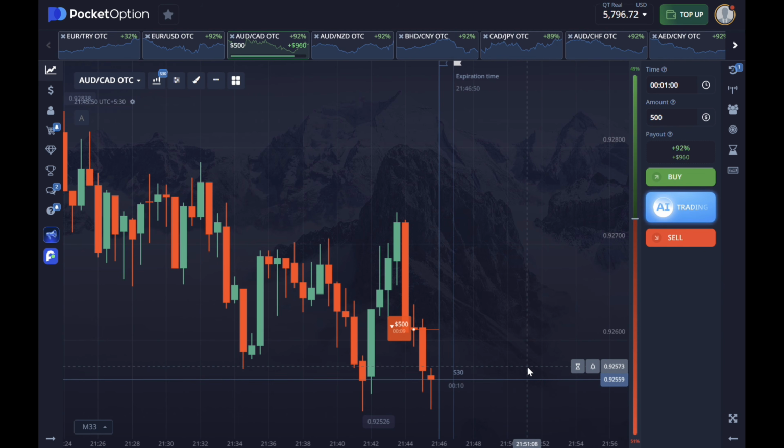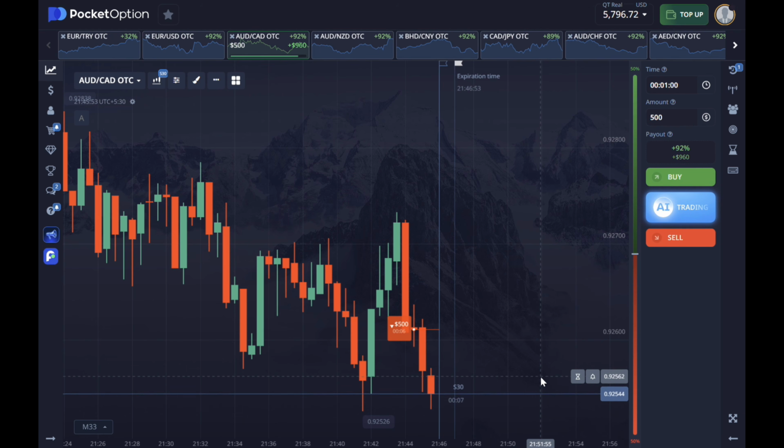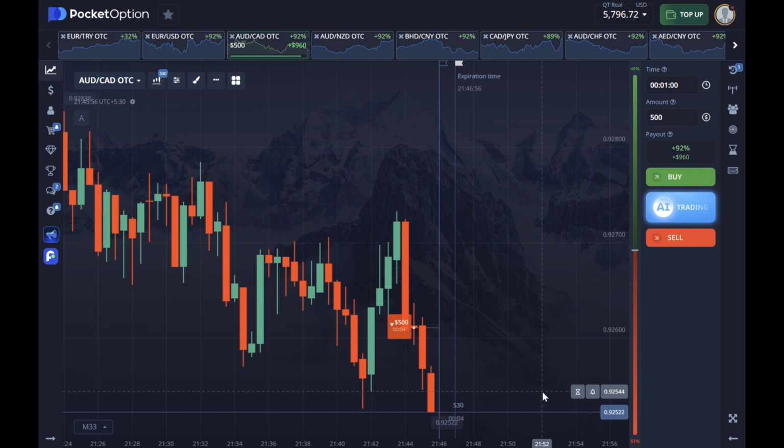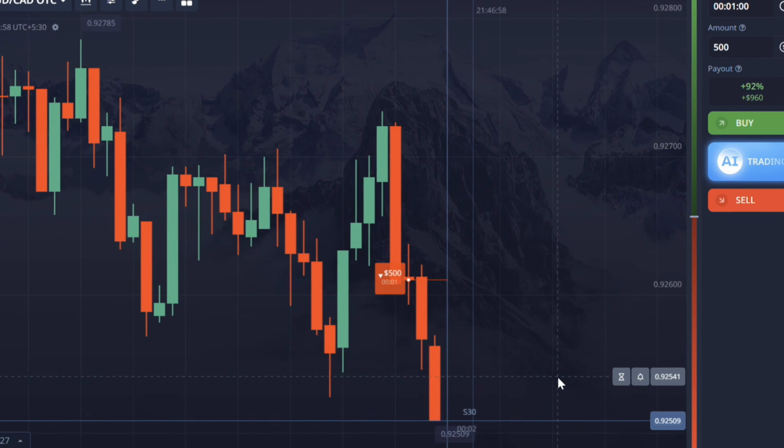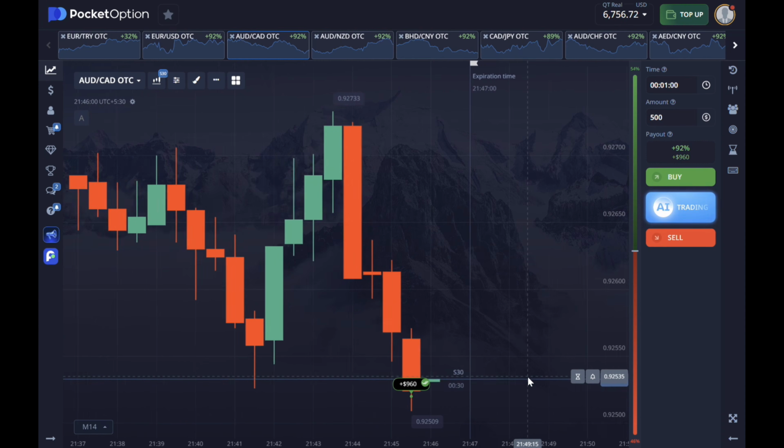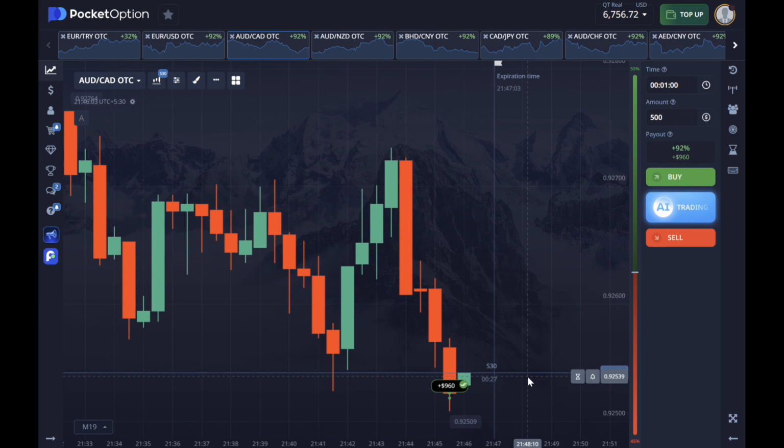And here we can see two strong red candles forming. And within 5 seconds, our trade will win here. Our amount is $500. Our trade has won there, and we've made a pretty good profit.